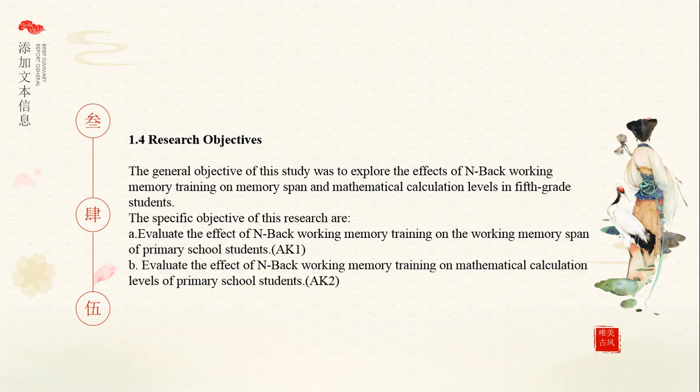For the research objective, the general objective of this study was to explore the effects of n-back working memory training on memory span and mathematical conclusion level in 5th grade students. The specific objectives of this research are: evaluate the effect of n-back working memory training on the working memory span of primary school students, I called it AK1, and then evaluate the effect of n-back working memory training on mathematical conclusion level of primary school students, I called it AK2.